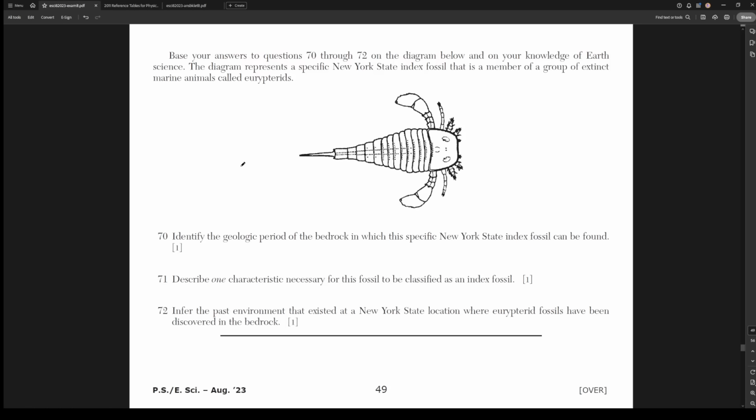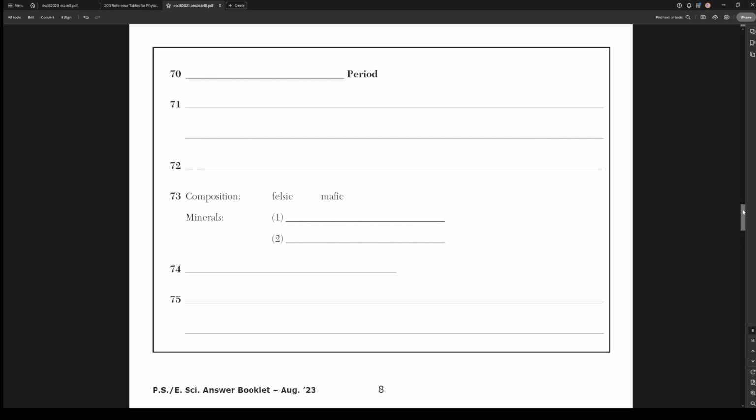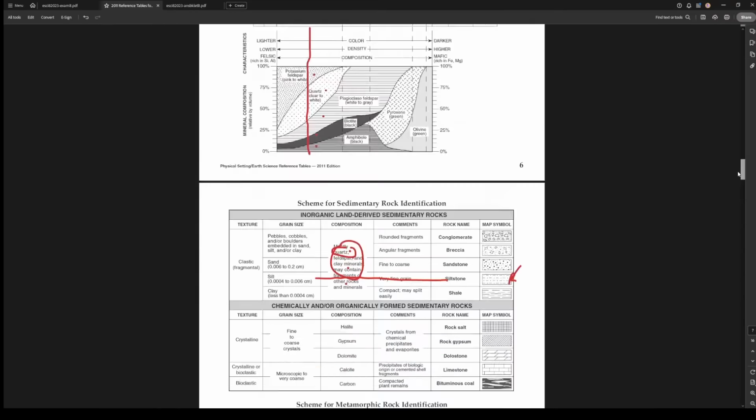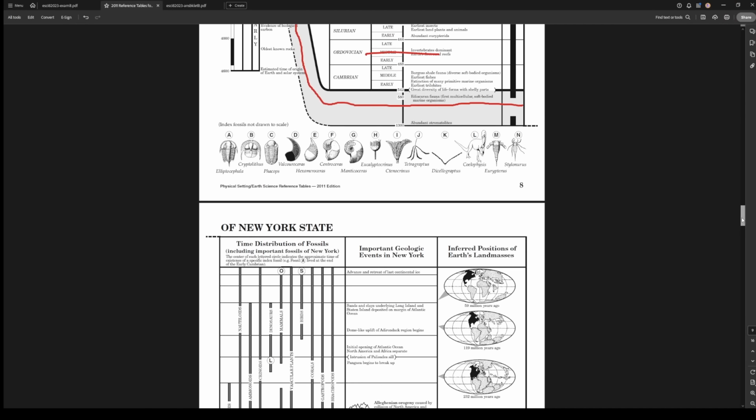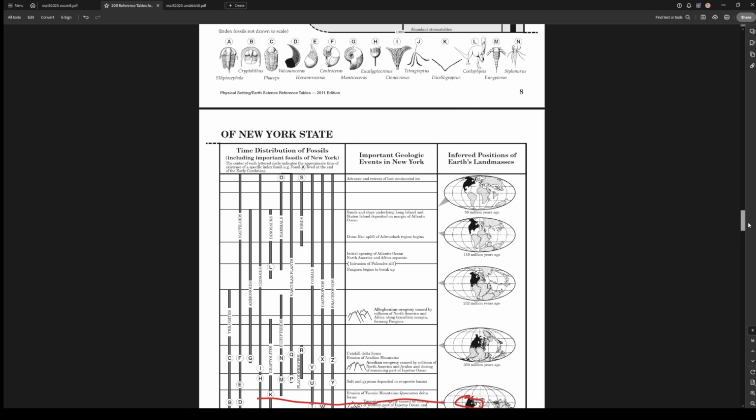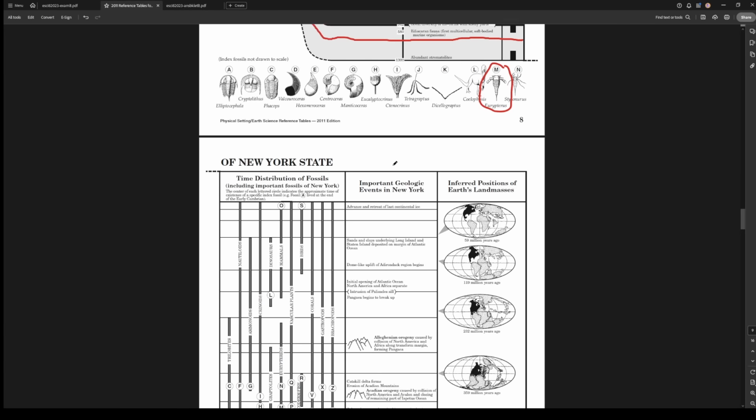Alright, 70. Identify the time period of the bedrock in which this fossil can be found. Okay. We need to find that. So to do that, go down here. Find it. We don't see it. Oh yeah, we do. Boom, right? Is that the one? Yeah. Alright, great. So what time period is that found?